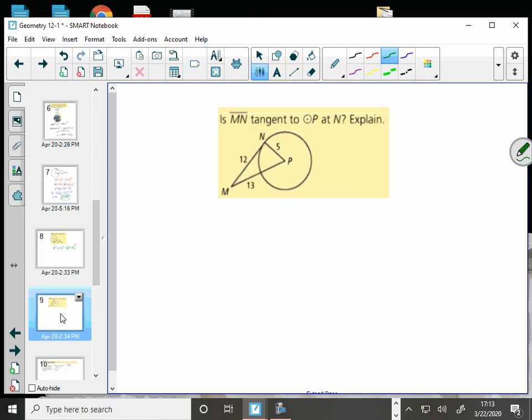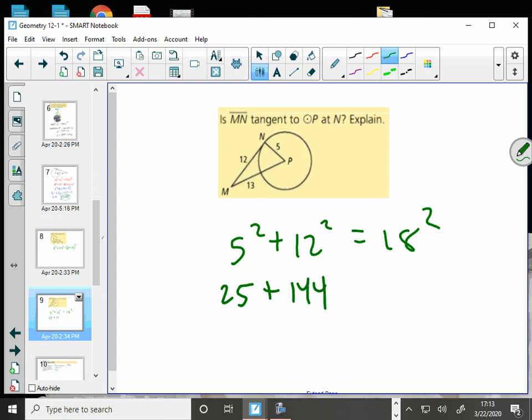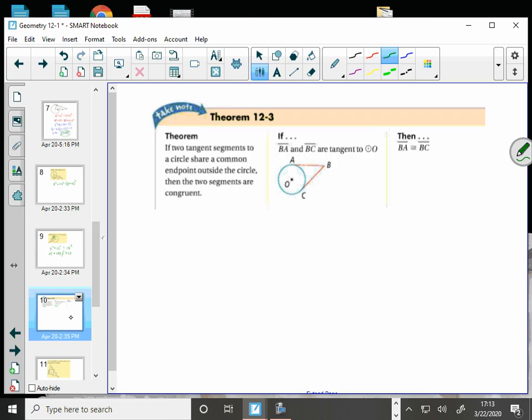The question here is, is MN tangent to circle P at N? Well, if it's tangent, that means this is a right angle, and if that's a right angle, that means that 5 squared plus 12 squared equals this length squared. And this is 5, so that would be 18 squared. So let's see if they do. 5 squared plus 12 squared equals 18 squared. This is 25 plus 144. When you add those together, you get 169. That's 324. So they do not equal, which means this is not a right angle, and so MN is not tangent to that circle.